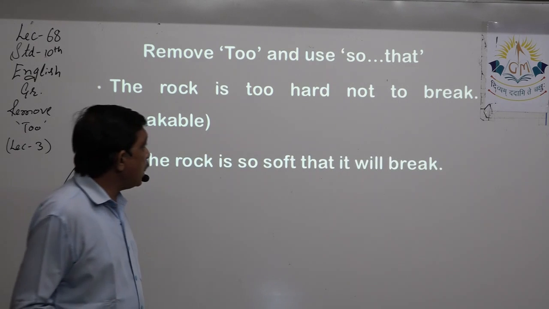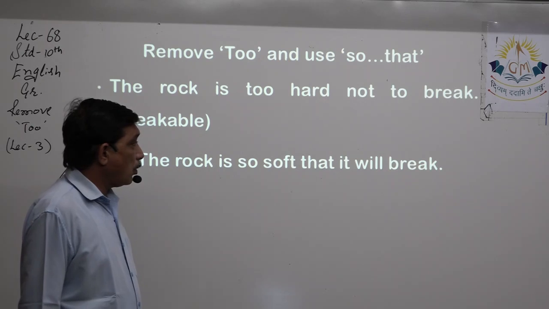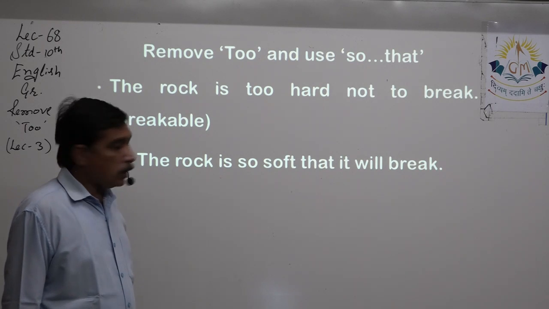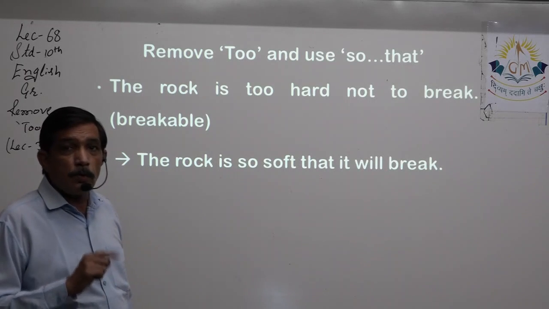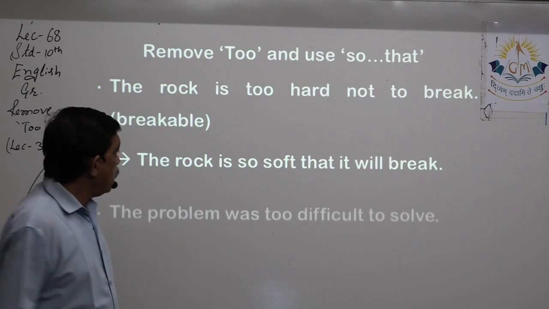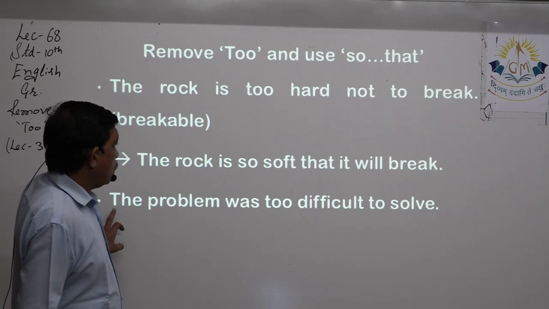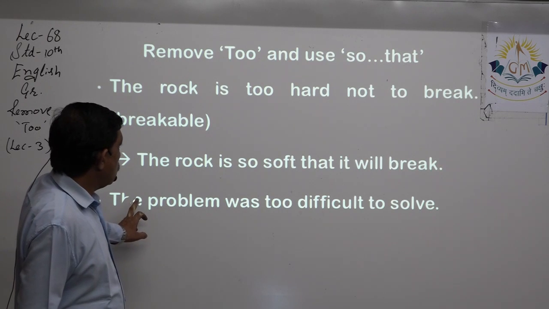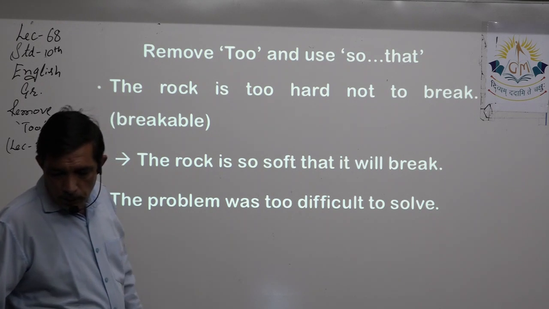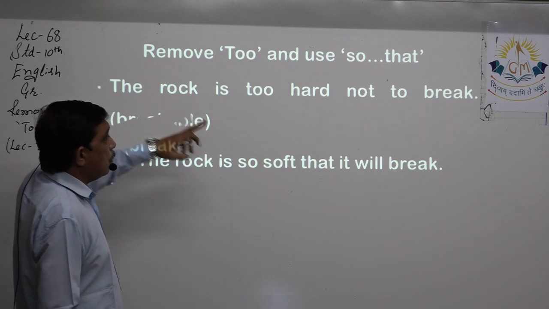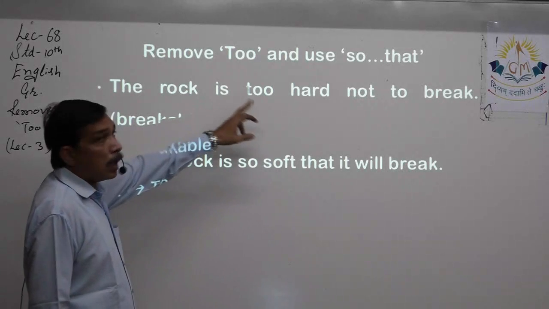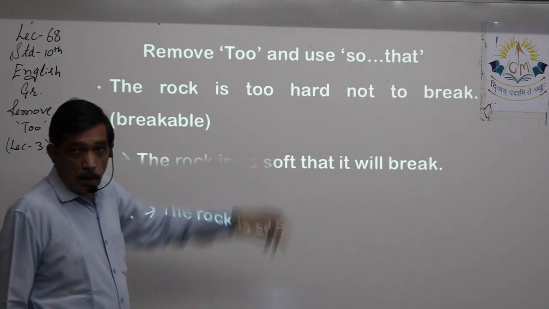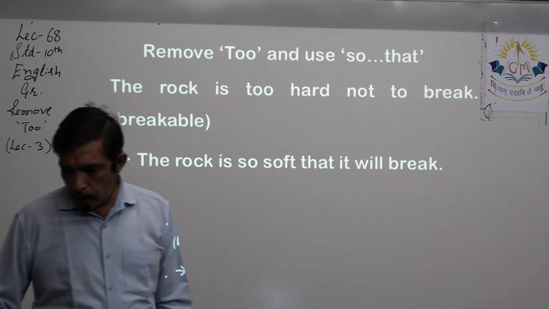The rock is so soft that it will break. Here it's the opposite. Yes, so, and that is used without negation. So when we use to, we have to use negation. The rock is too hard not to break. That means the rock is so hard that it will break, because too hard not. So not and not removed, that means it is breakable.